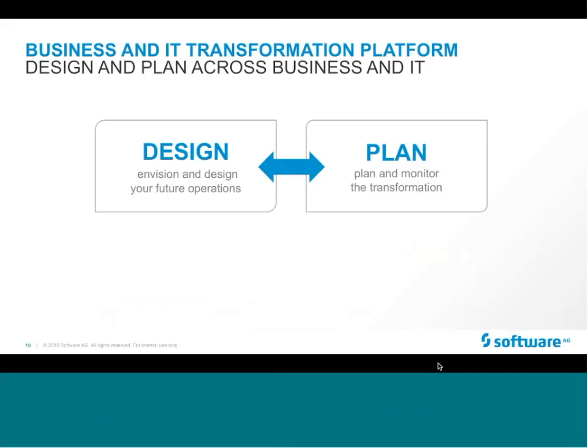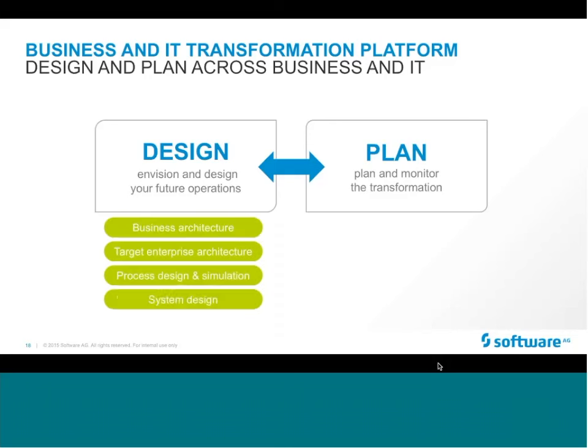So what we see from this is that the way Philips uses ARIS and Alphabet is they design and plan digital transformations across business and IT. They have multidisciplinary teams working on these transformation analyses. The design capability that we provide allows companies to envision and design their future operations, whereas the plan capability helps you to plan and subsequently monitor the transformation, making it happen. On the design side, you will find the business architecture, the target enterprise architecture on a high level, process design, simulation, and system design.